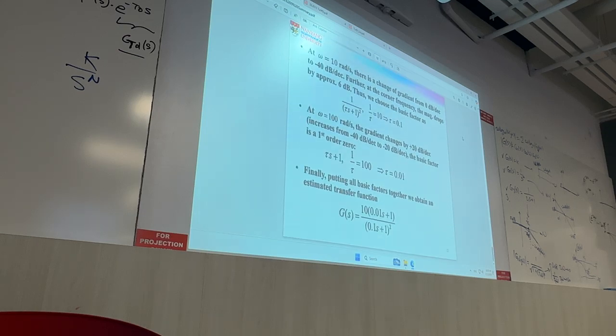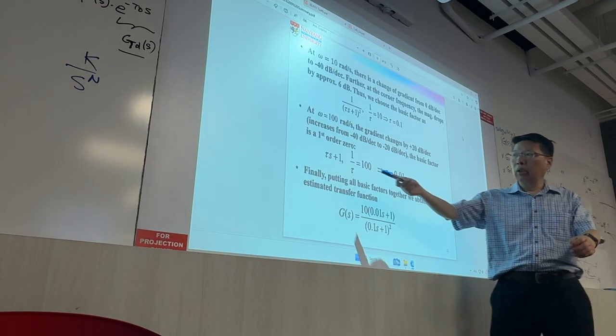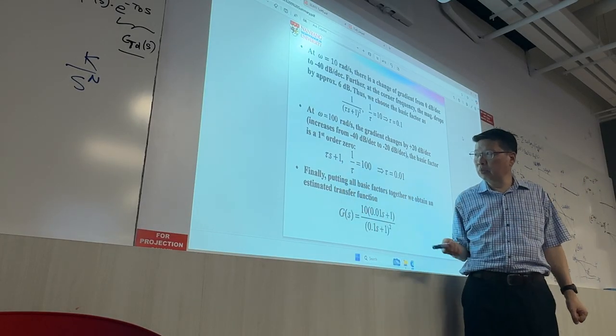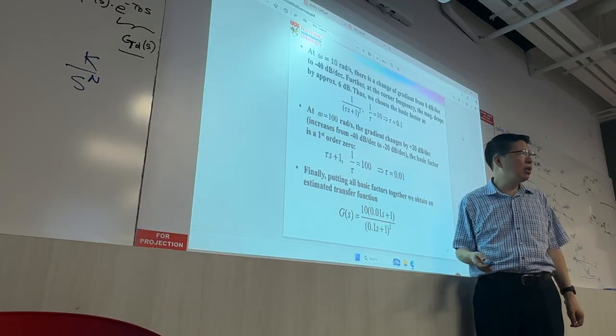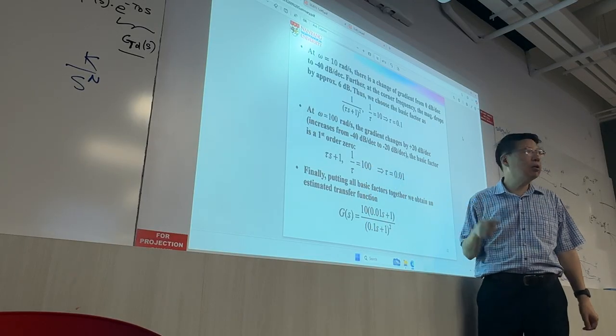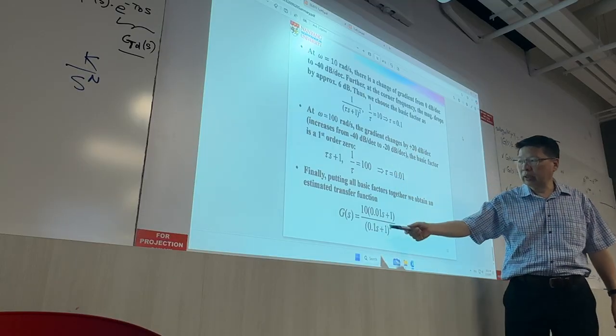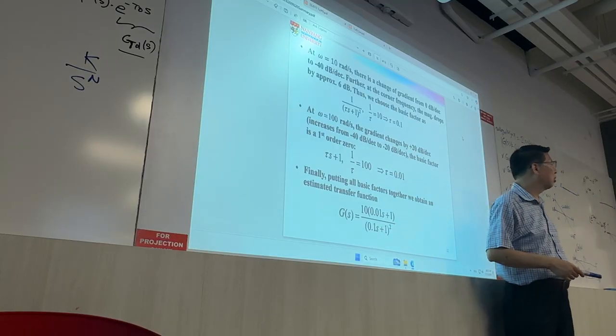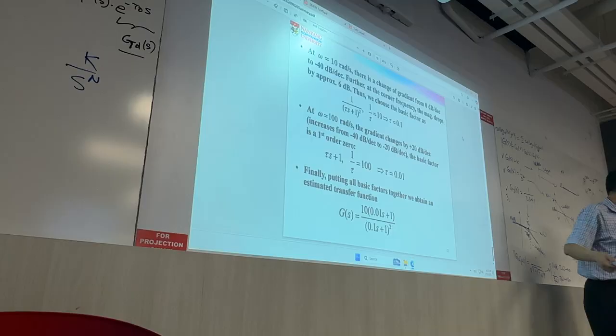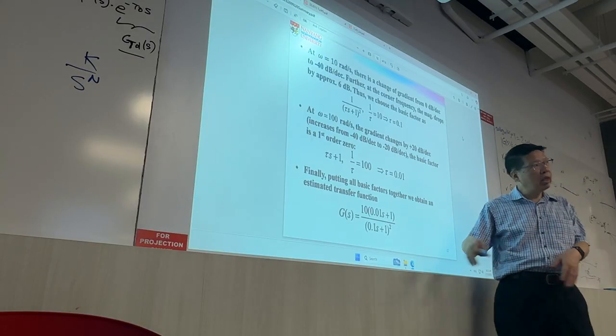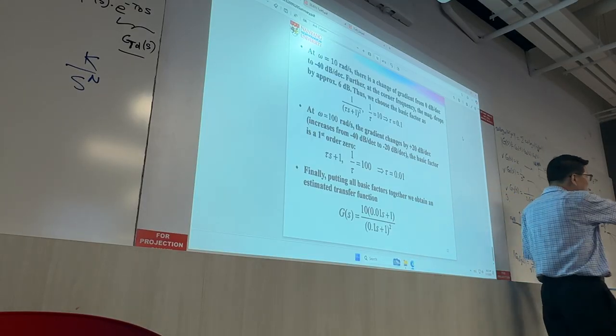So this is what we can conclude. We can conclude that there is a basic factor in the numerator with a corner frequency at 100, so the tau is 0.01. And then you put all these together, and you will get the transfer function. And this is the transfer function we derive from the measurements.